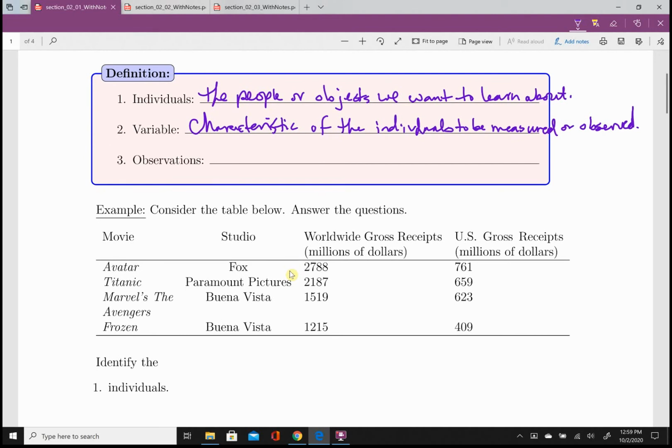One thing to know about variables is there could be more than one involved in the statistical study, and the observations are defined as the data, basically. Data collected, we'll say. All right.